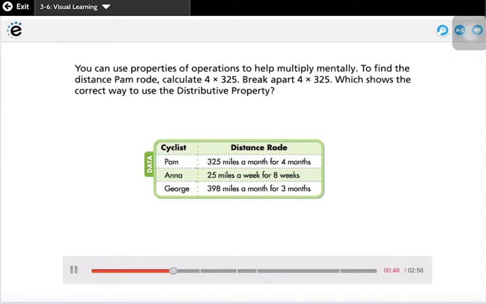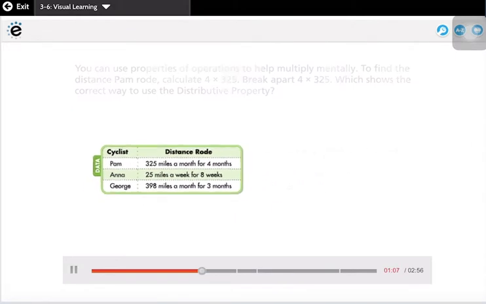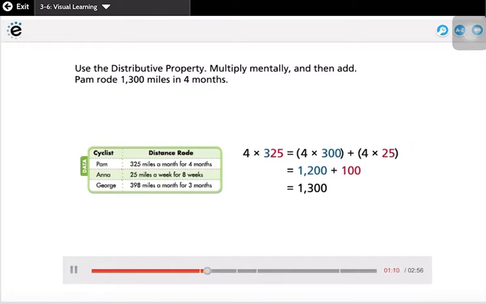You can use properties of operations to help multiply mentally. To find the distance Pam rode, calculate 4 times 325. Break apart 4 times 325. Which shows the correct way to use the distributive property? Use the distributive property. Multiply mentally, and then add. Pam rode 1,300 miles in 4 months.